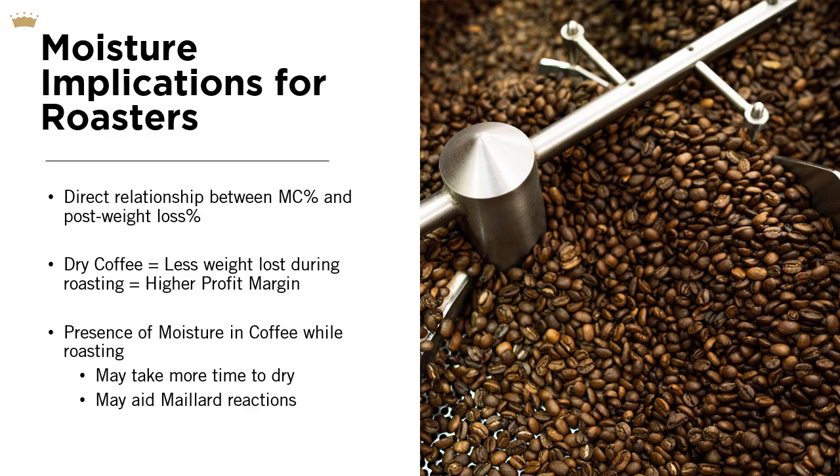Additionally, the presence of moisture in coffee aids the Maillard reaction that's responsible for turning those green beans brown in the process and presence of heat. And so moisture content will also impact the rate of drying in the roaster before color change. More moisture to drive off in the early stages of a roast will usually take more time, and therefore wetter coffees may respond more favorably to longer roasting times as a general rule.